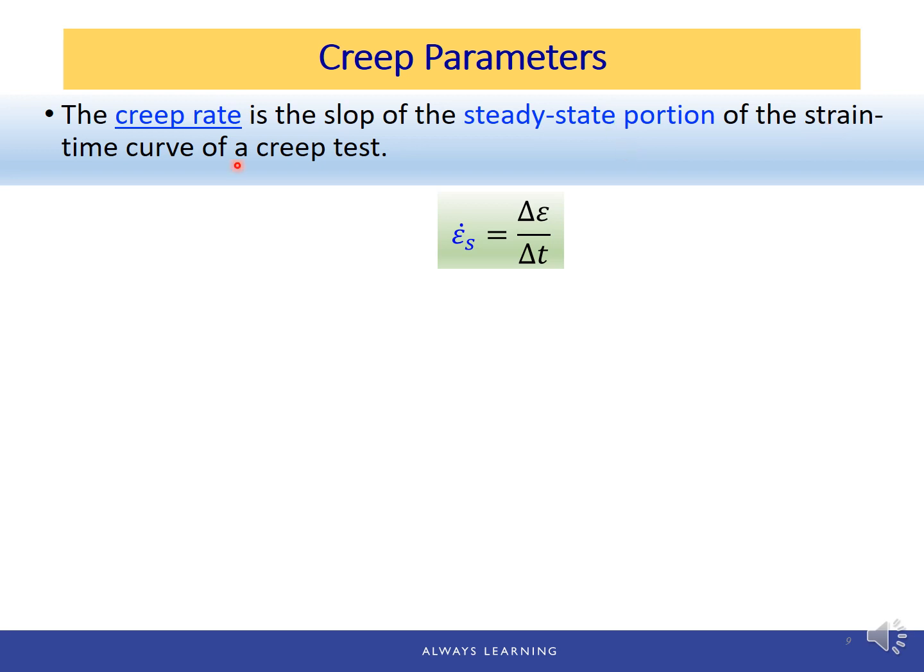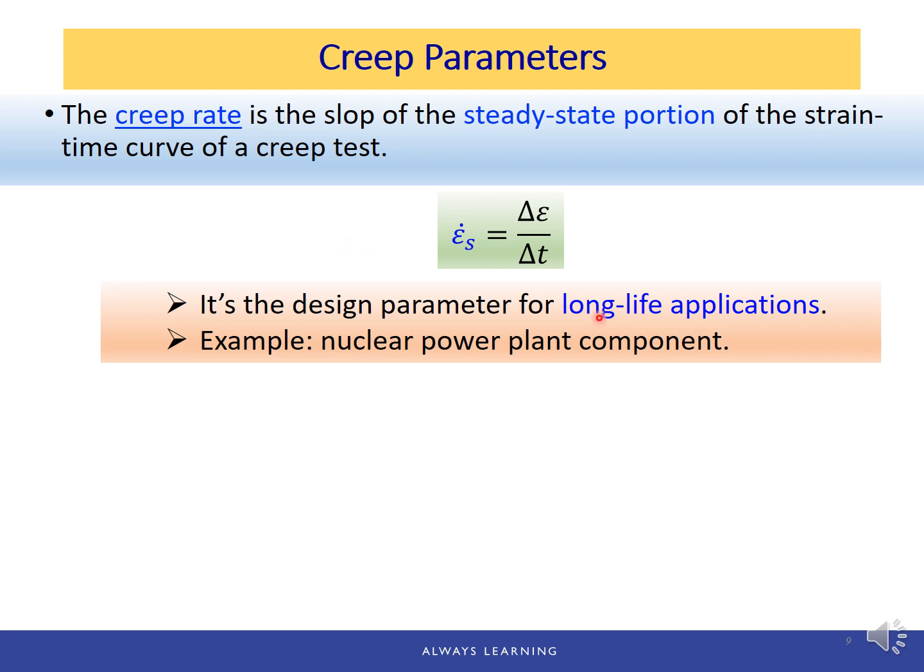This creep rate is the engineering design parameter that is considered for long-time applications, such as a nuclear power plant component that is scheduled to operate for several decades. And failure or too much strain is not an option for those components. In those cases, we need to refer to this creep rate and choose the right material.